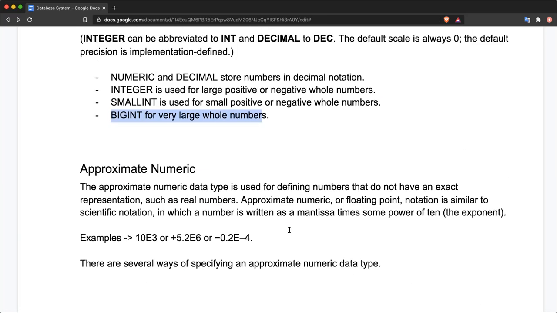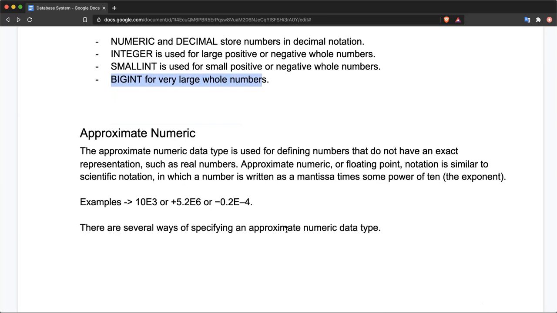After exact numeric, we have the approximate numeric data type. This is used to hold numbers that do not have an exact representation, such as real numbers. For example, how many numbers are there between 0 and 1? There are infinitely many numbers between 0 and 1, and these are represented with the approximate numeric data type. This is similar to scientific notation.